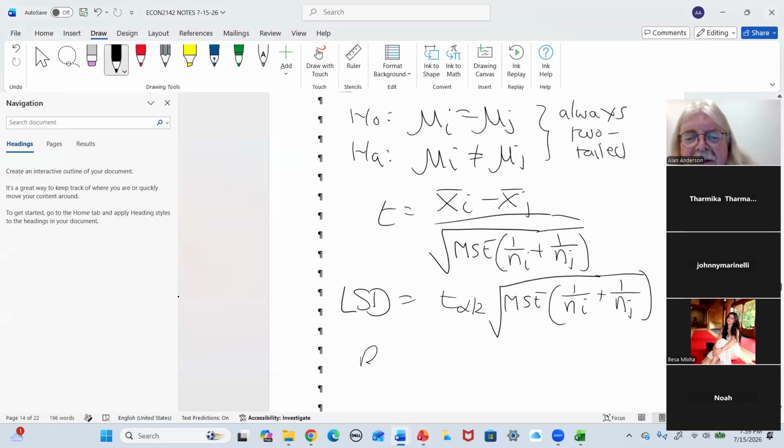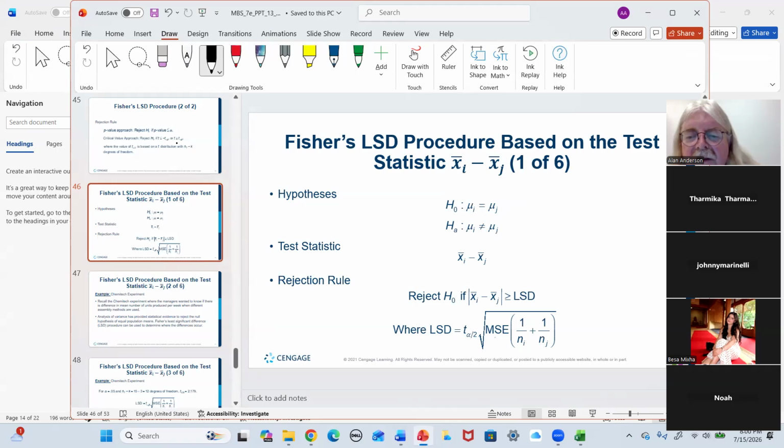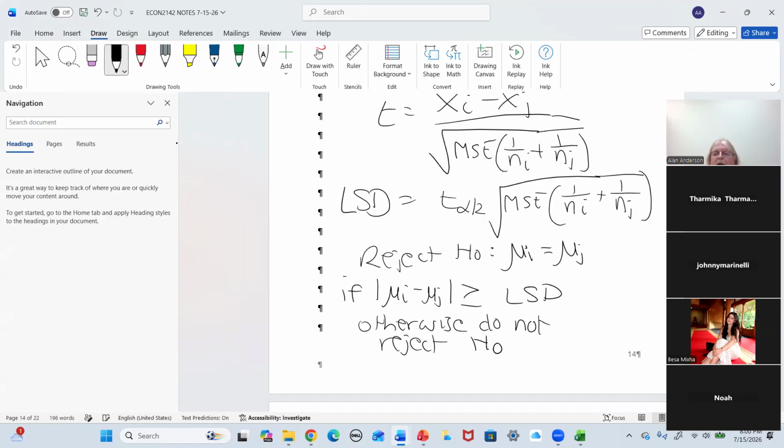And so we reject the null if the absolute value of their differences is greater than the LSD. Otherwise, do not. So that means we don't know any of them, any of these pairs could be significantly different. We don't know which ones they are without running a test like this.